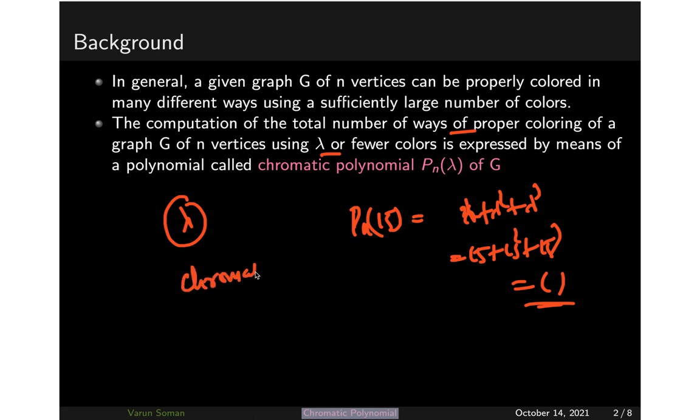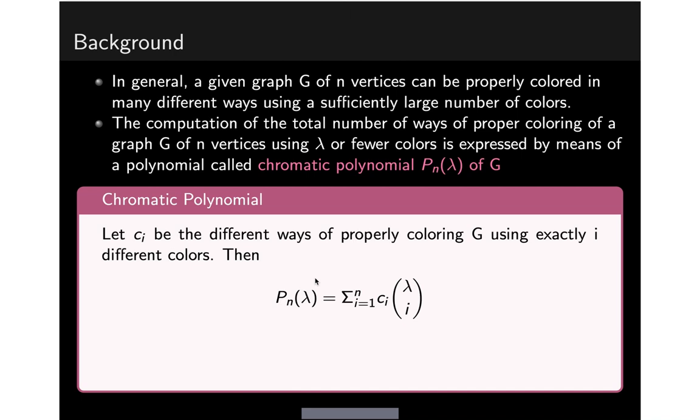There are many ways to calculate a chromatic polynomial, and we will be doing problems to do that. But I'll give you the general formula now. The general formula for calculating a chromatic polynomial is this: Pn of lambda is equal to sigma Ci into lambda C i. Here it is a combination, that is what we mean by lambda C i.